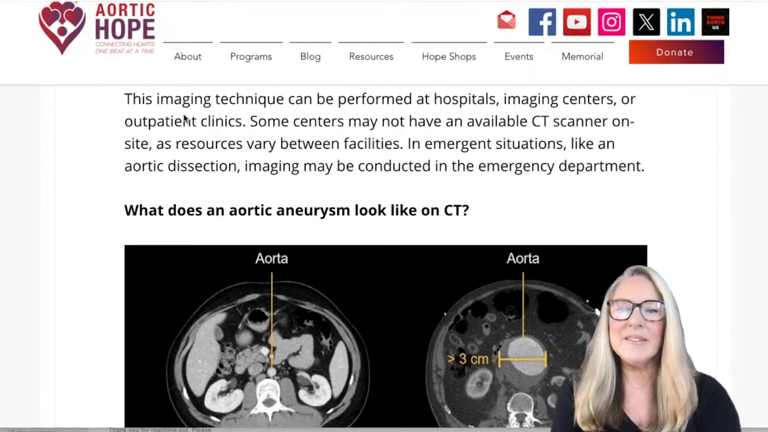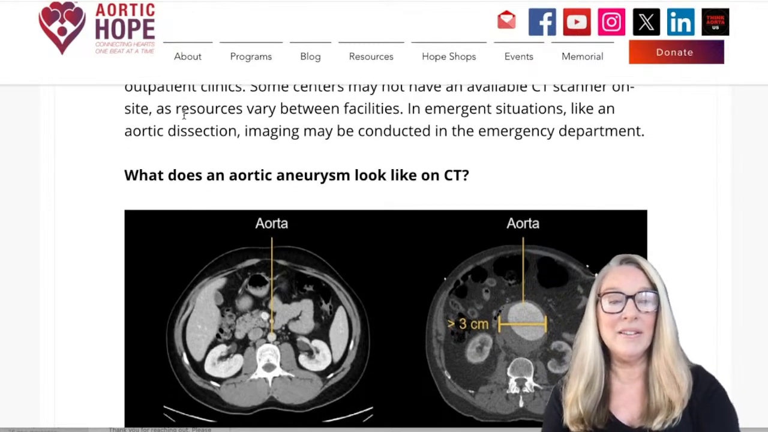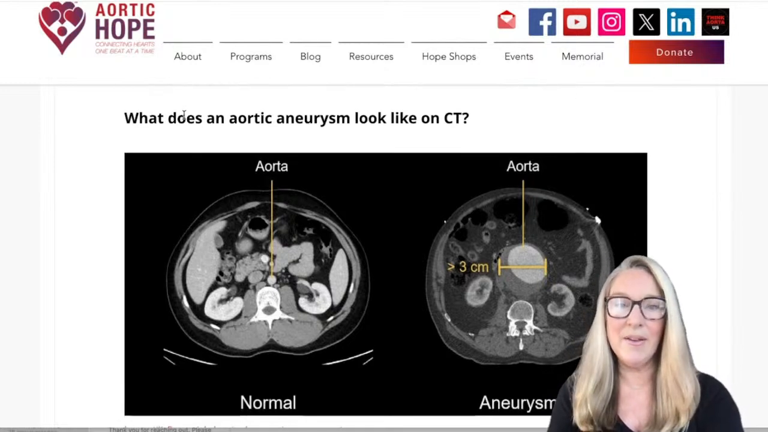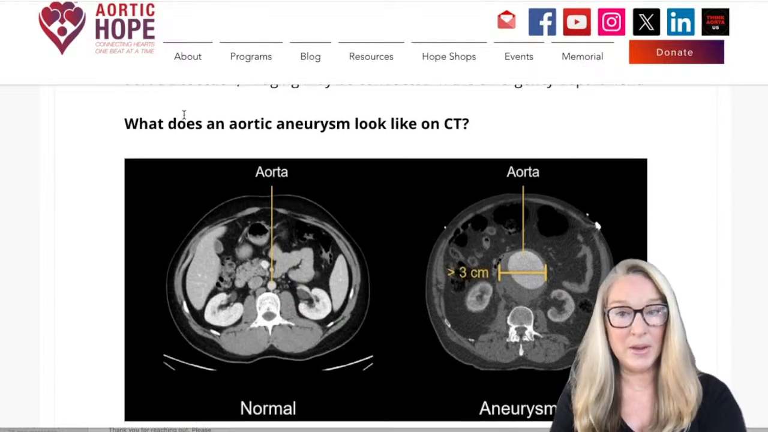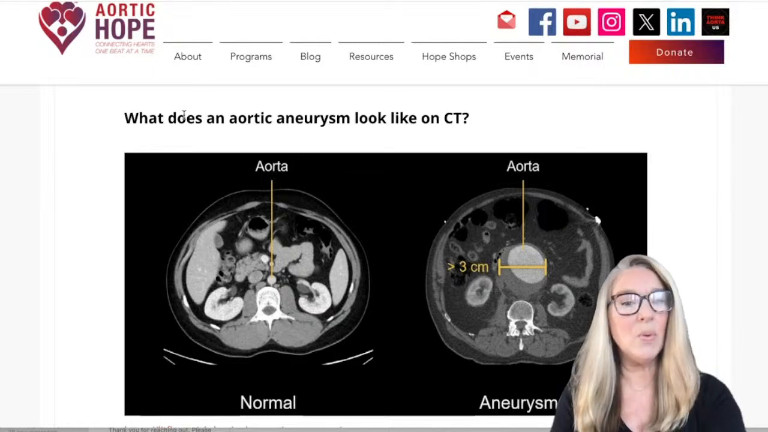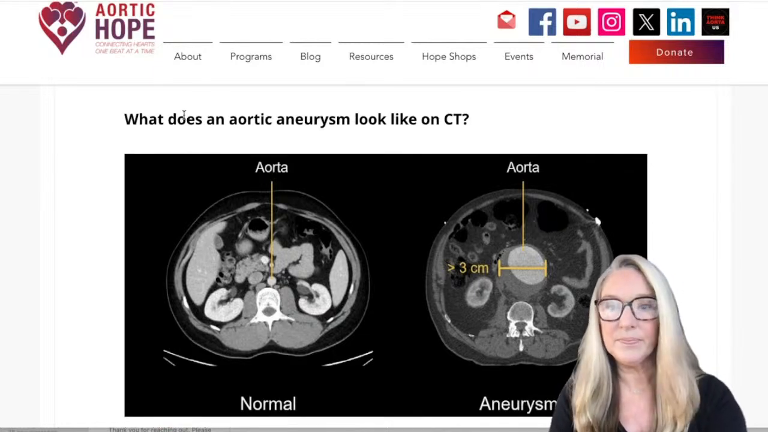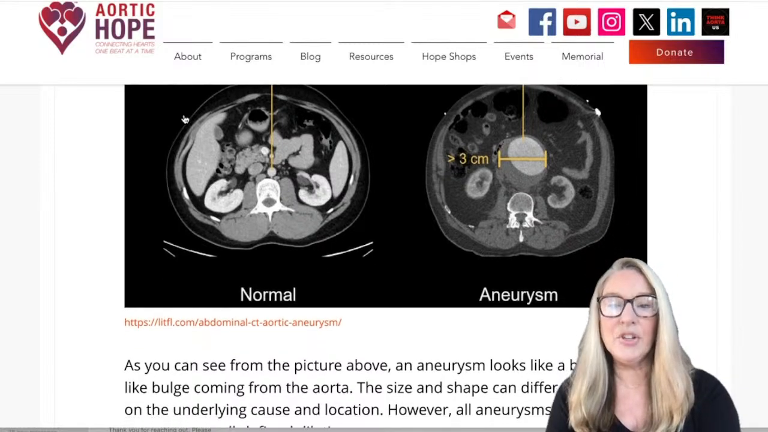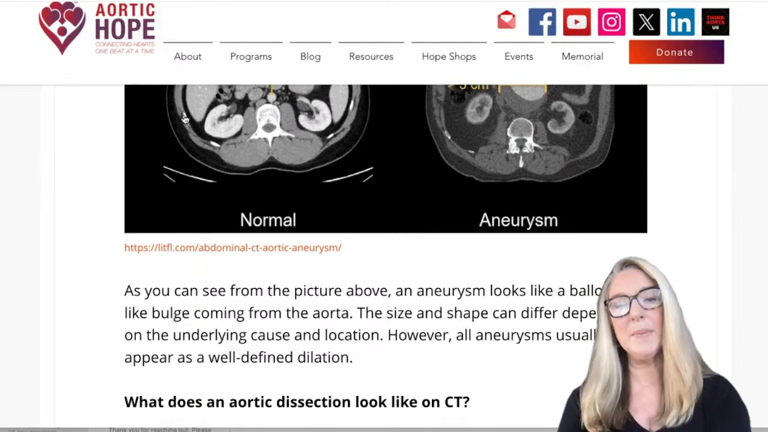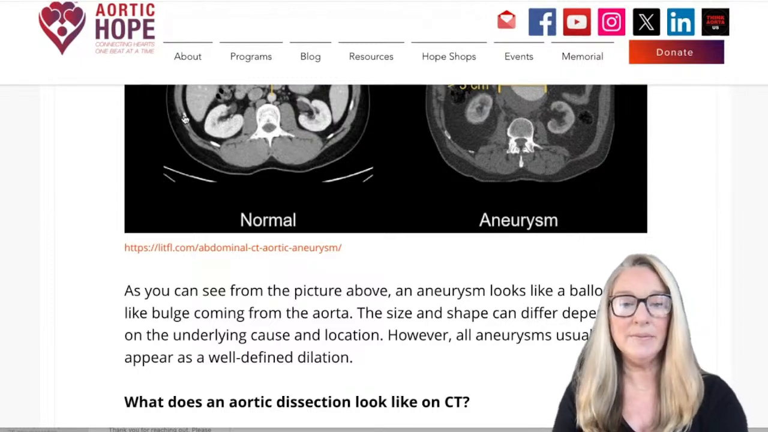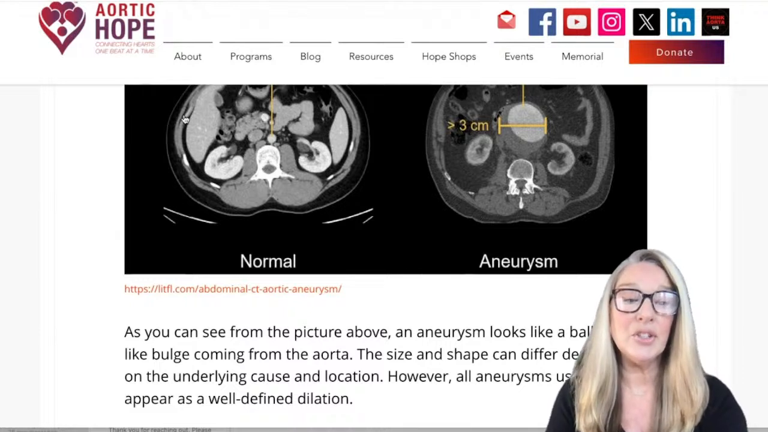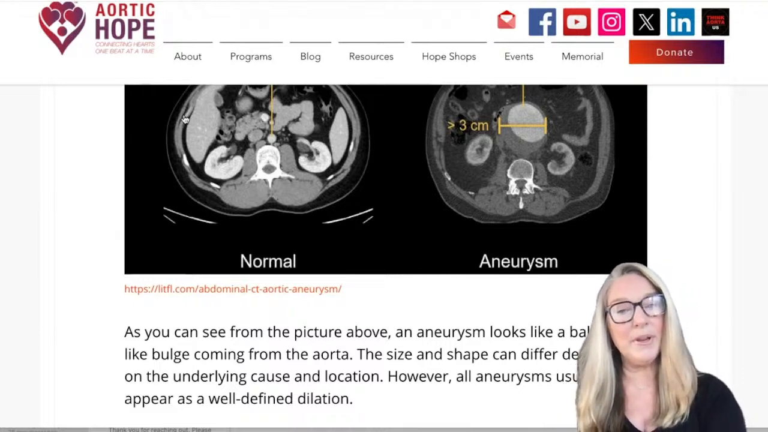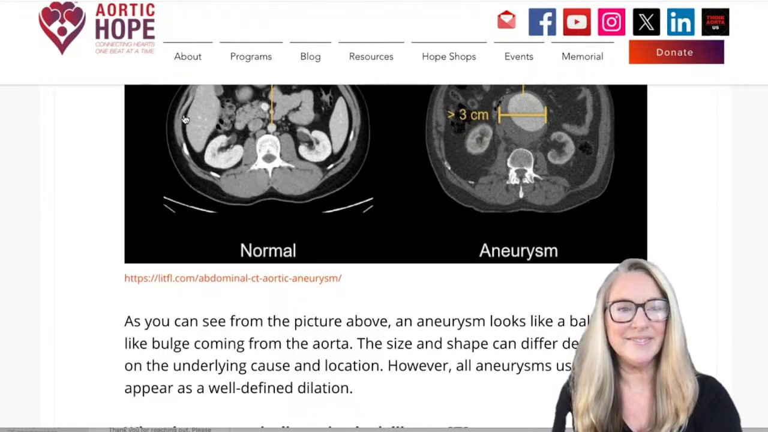This is interesting. What does an aortic aneurysm look like on CT? Here on the left, we have an image of a normal aorta. And to the right, we have an abnormal aorta with an aneurysm, which is showing to be 3 centimeters. As you can see from the picture above, an aneurysm looks like a balloon-like bulge coming from the aorta. The size and shape can differ depending on the underlying cause and location. However, all aneurysms usually appear as a well-defined dilation.